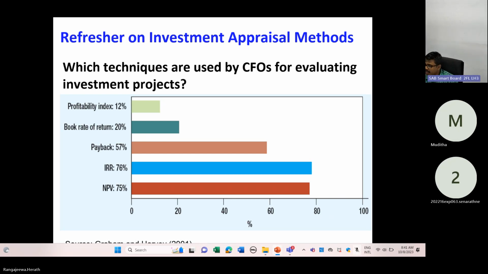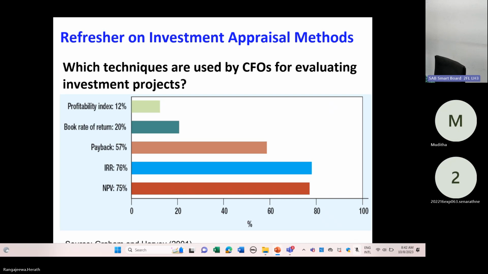Now you invest 10 million in a project. So how do you define the payback? It is how long it will take to recover that 10 million from the net cash flow generated from the project. It's a simple technique, and anyone can understand the concept. When you invest 10 million rupees in a project, how long will it take to recover your investment from the net cash flow generated from the project? That is the payback period.